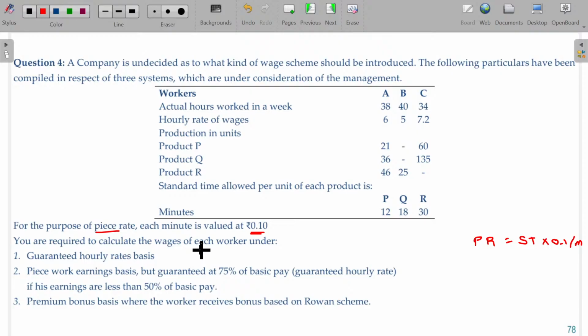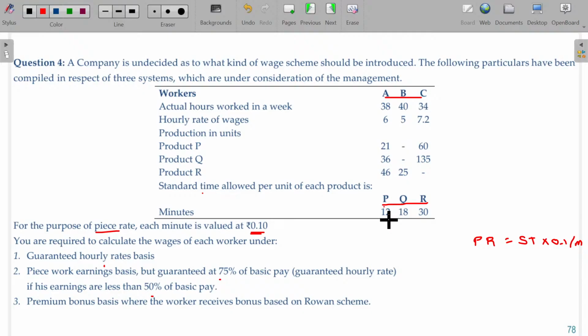You are required to calculate the wages of each worker under guaranteed hourly wage rate, and piece work earnings basis, but guaranteed with 75% of the basic pay if his earnings are less than 50%. So these are the models given. Now we try to finish off all these things here. Okay. In this case, 3 workers, standard time allowed per unit being this much.